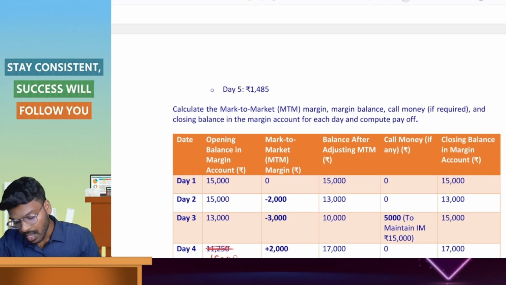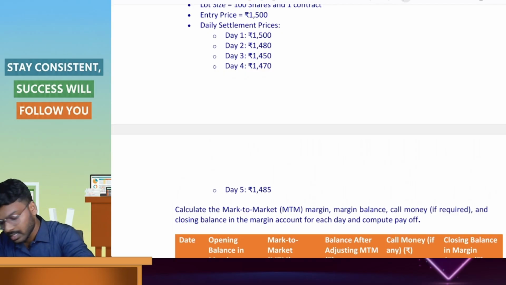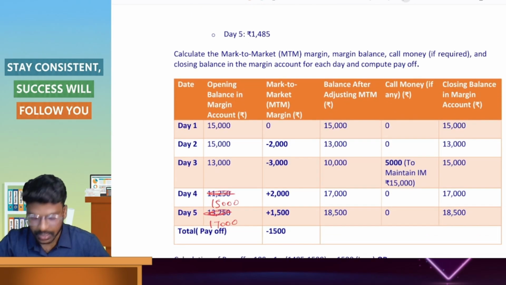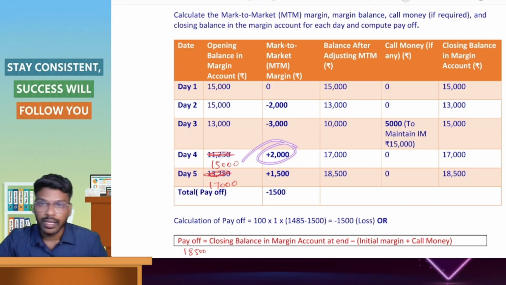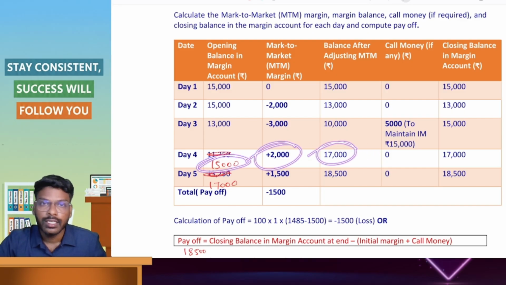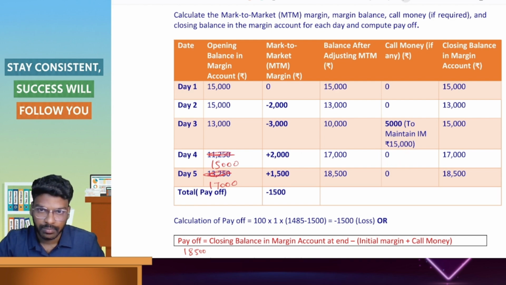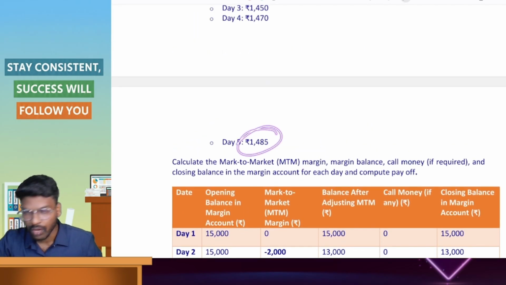Now what I have to do? On the 4th day, my price is 1,470. So 1,470 minus 1,450 will give you 20 rupees gain. So 20 into 100 will give you 2,000 gain in this scenario. 2,000 gain means 15,000 plus 2,000 will give you 17,000. So there is no requirement. Amount is not below the initial margin, so not required to bring any call money. Closing balance is also 17,000.